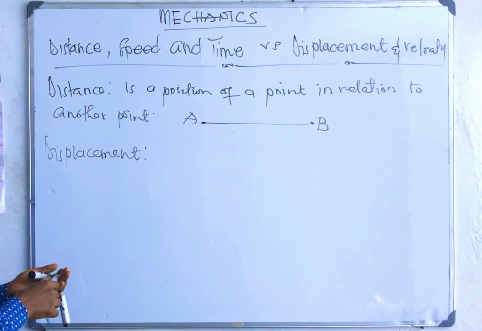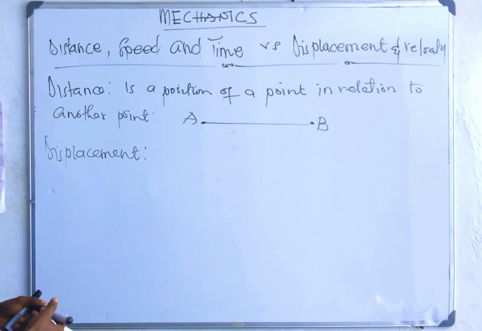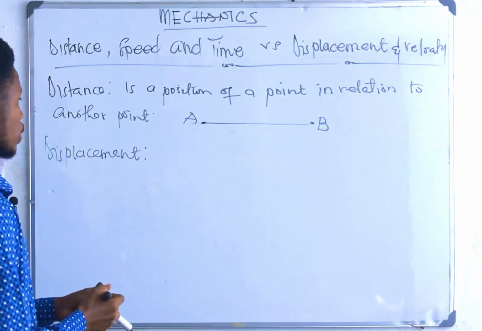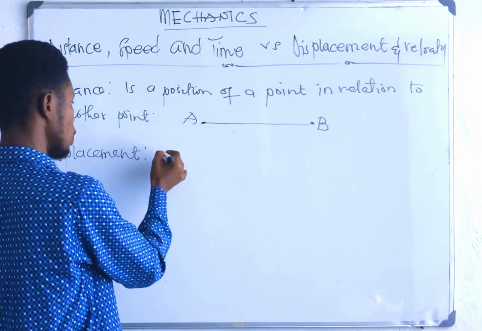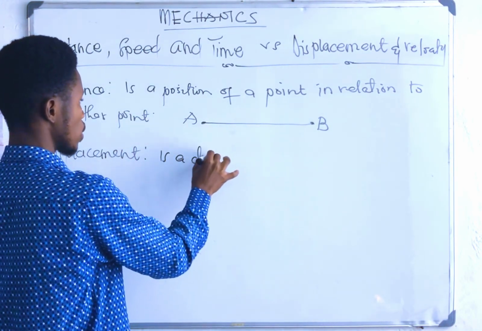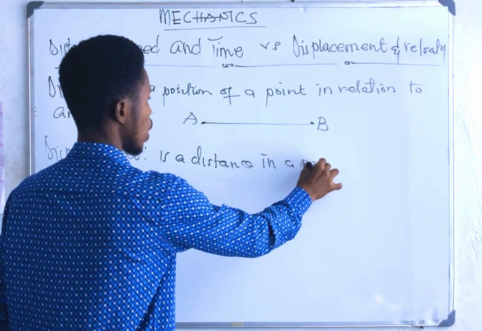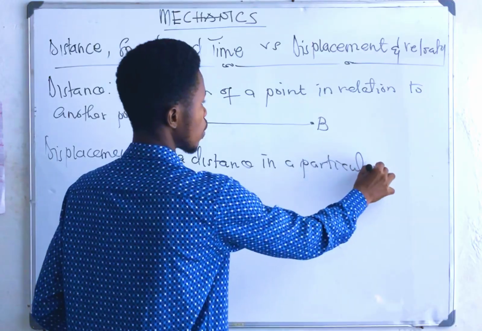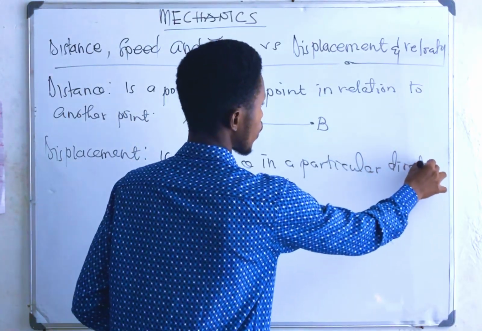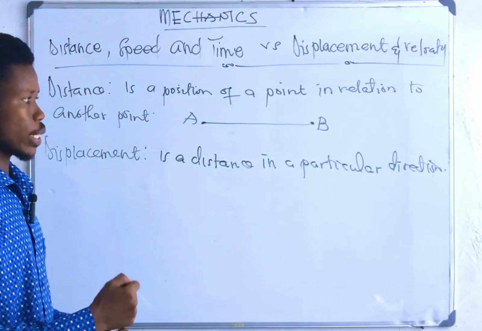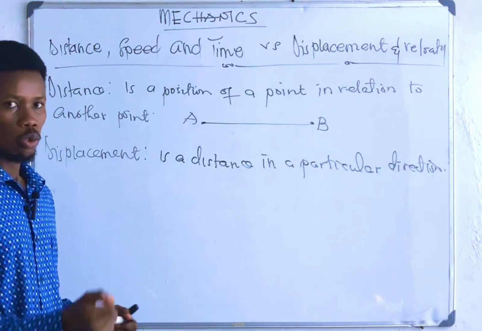Displacement. Now, when we talk about displacement, displacement is a distance in a particular what? Direction. So displacement is a distance in a particular direction. Full stop. Now you realize that for a displacement there's a direction, but for distance there's no direction.